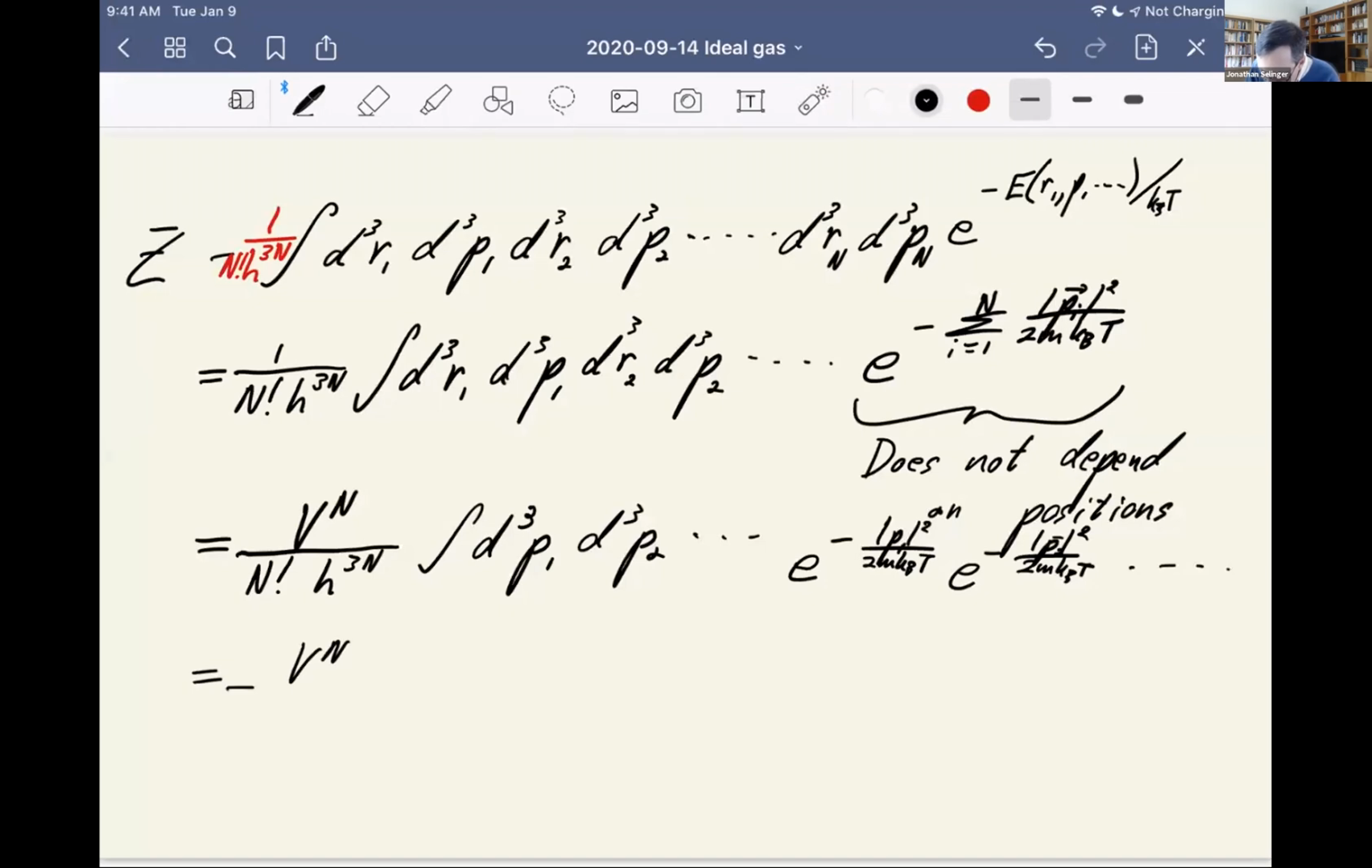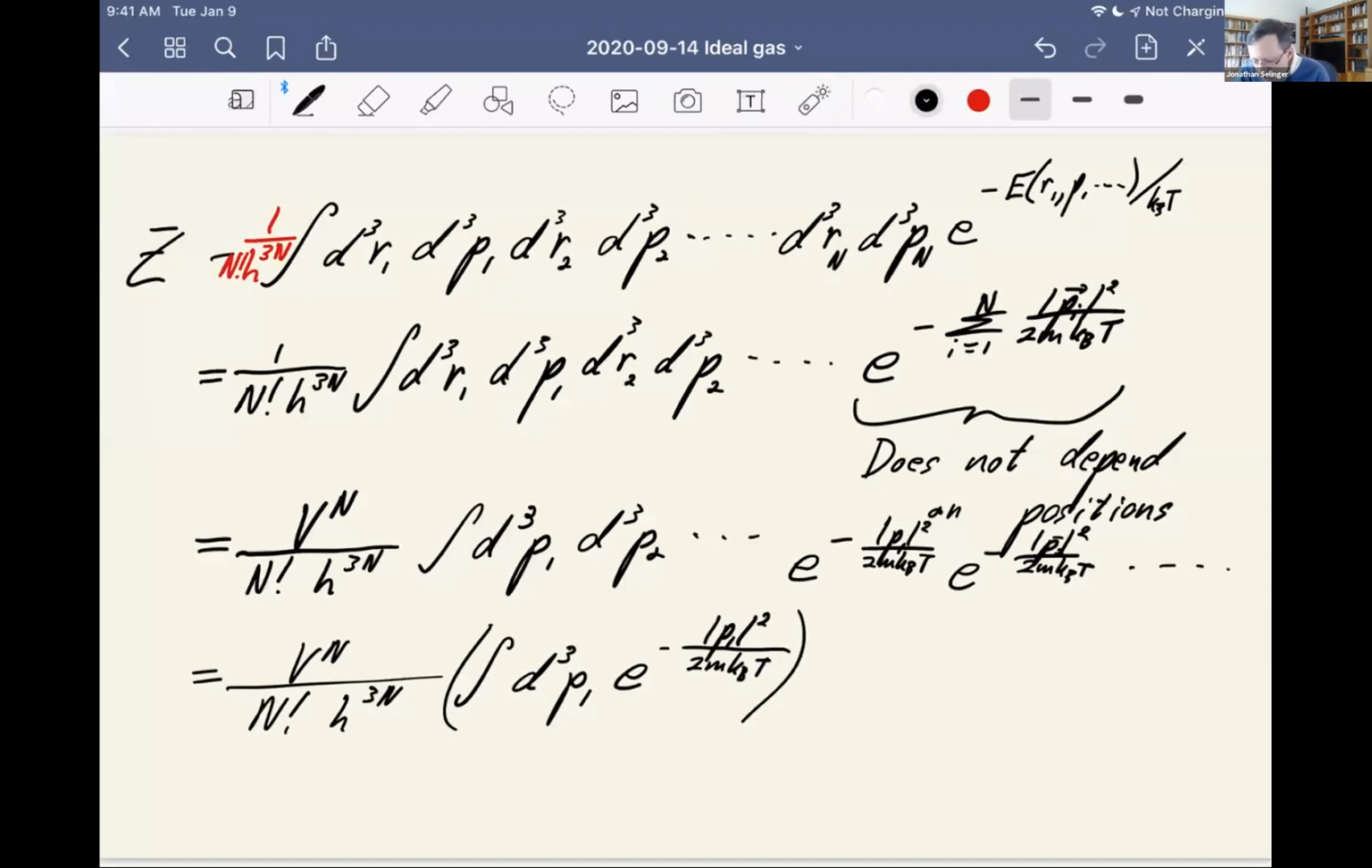So this is V to the N over N factorial h to the 3N. It's the integral over the 3 components of momentum number 1 of the exponential of minus p1 squared over 2mkT. And that's it. That's all that depends on the momentum of number 1. Now I have the same thing for particle number 2, p2 squared over 2mkT, and then the same thing for particle 3 and particle 4 and so forth.